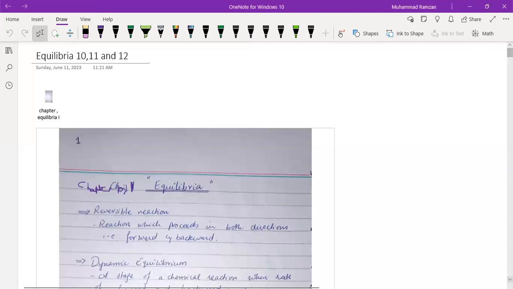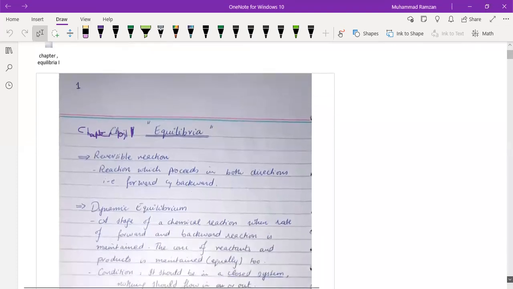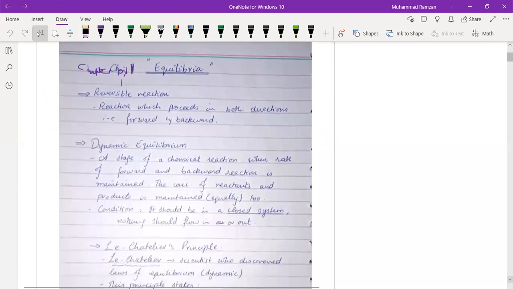First is the term we come across commonly. It is reversible reaction. Reversible reactions are reactions which proceed in both directions, that is forward and backward. Reactants and products are shown in the chemical equation, and you put a reversible sign for such reactions. This is what we went through in AS.